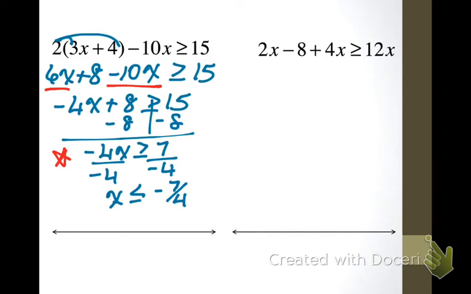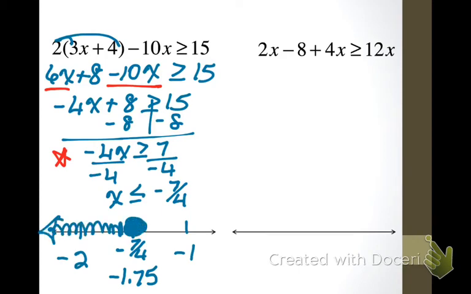I'm just going to leave it as negative 7/4 on my number line. But I'm going to go ahead and put it in my calculator that that's a negative 1.75. So I know it's between negative 1 and negative 2. It has an equal sign on it, so I'm going to use a closed-in circle. I'm going to shade to the left.